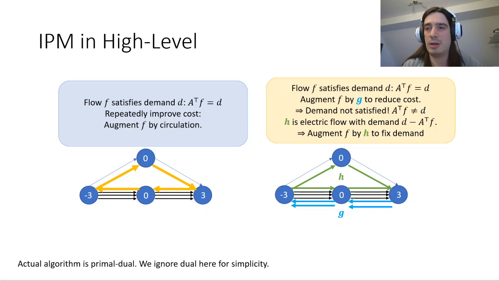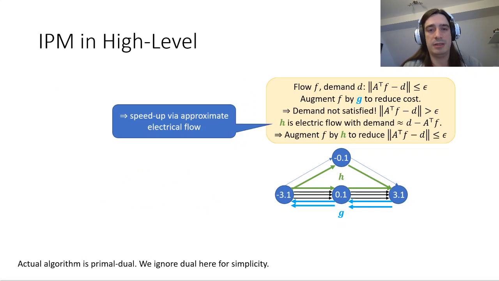Okay, now how can we speed this up? Our idea is to say, instead of saying this initial flow F that we have satisfies the demand exactly, we say it satisfies the demand approximately with respect to some norm. Right, so we say this is the demand of our flow, and the distance to D is just going to be small. Now, if we reduce the cost by augmenting by G, it might be that the new demand is not even close to the desired demand of D. It could be that this norm is going to be really large.